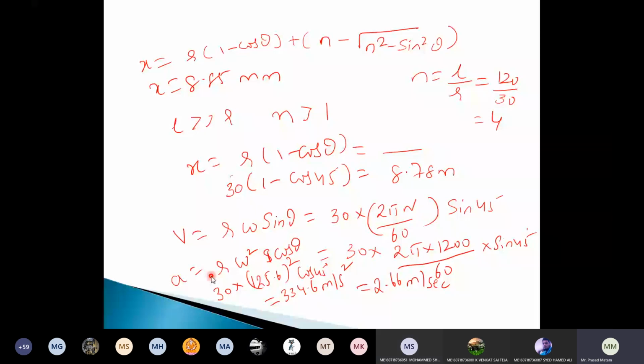So a is equal to r omega square into cos theta. R is 30 into 125.6 whole square into cos 45, which gives 334.6 meter per second square. From this we find the displacement of the piston, the velocity of the piston 2.66 meter per second, and the acceleration of the piston 334.6 meter per second square.